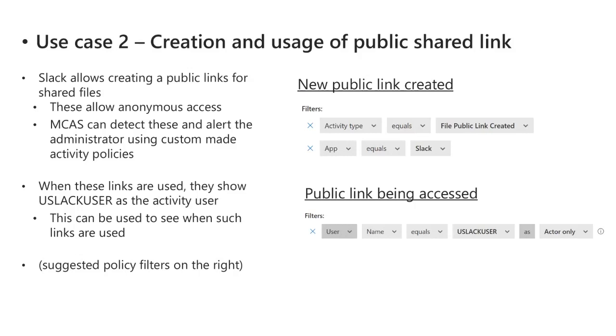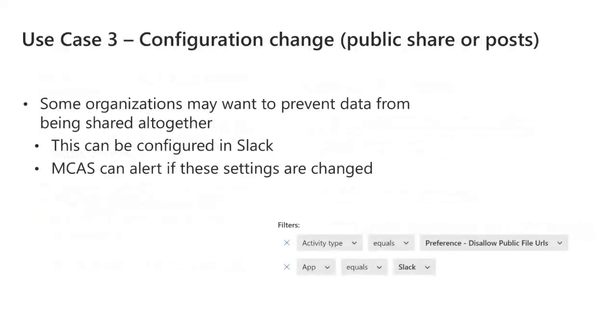The third use case is regarding the configuration of the public shared link. So we said that Slack admin can configure if the public shared link or shared post is enabled in the Slack organization of the customer, or the Slack organization that you use is disabling this configuration.